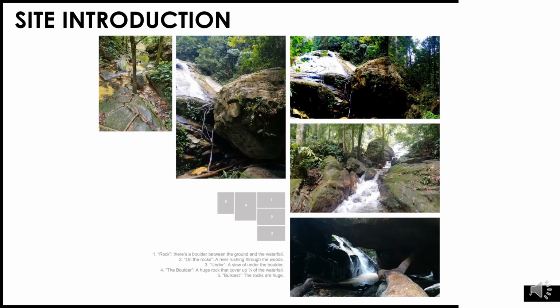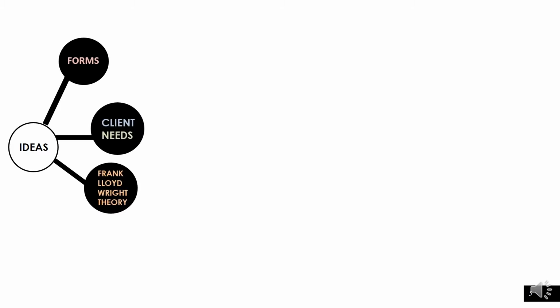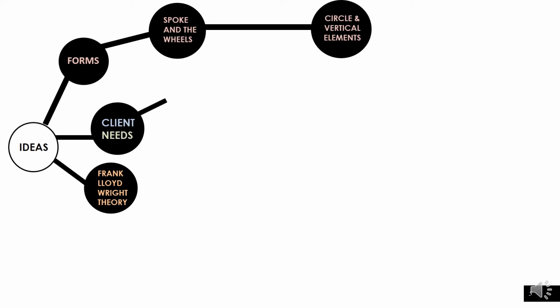Now I would like to introduce my site, which is located at Ampang River Waterfall, and this is the plan that I chose. Before I show you my design directly, I would like to share my ideas. I separate the ideas into three: forms, client needs, and Frank Lloyd Wright's theory. For the forms, I use the bike's spokes and wheels, which give me circle and vertical elements.